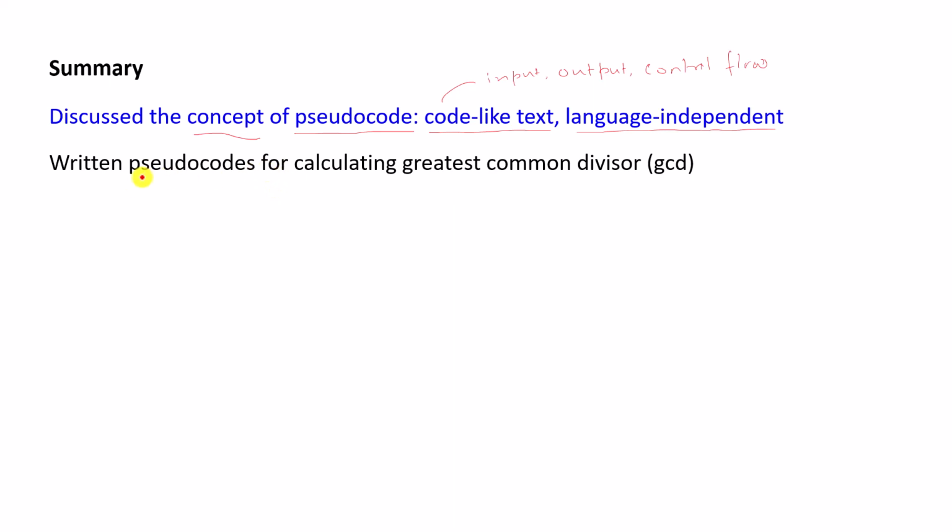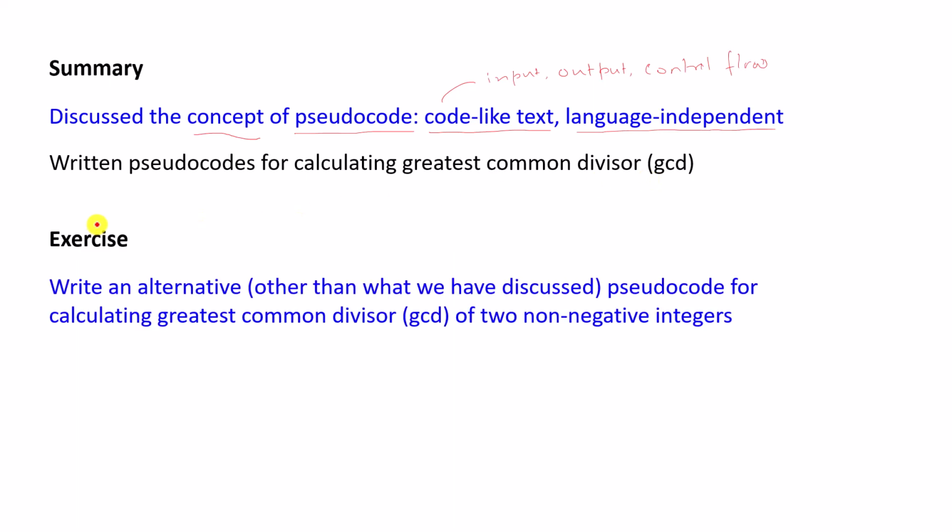We have now learned how to write pseudocode for calculating the greatest common divisor. This exercise is not to find the best way of calculating the greatest common divisor. This is only to give you an example of writing pseudocode. For your exercise, write an alternative form of pseudocode other than what you have just discussed for calculating the GCD of two non-negative integers. That's all for this lecture. Thank you.